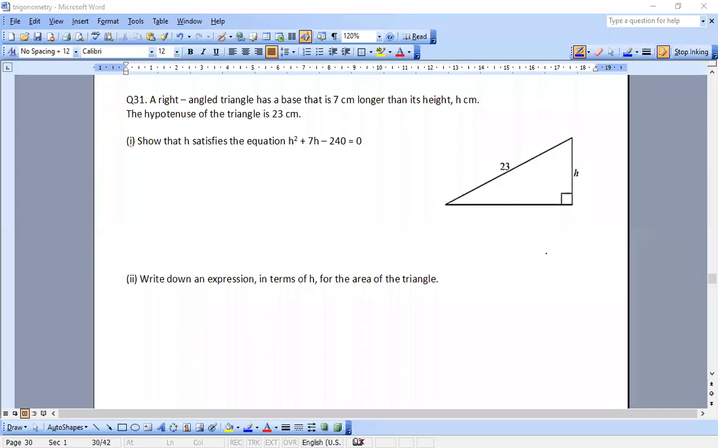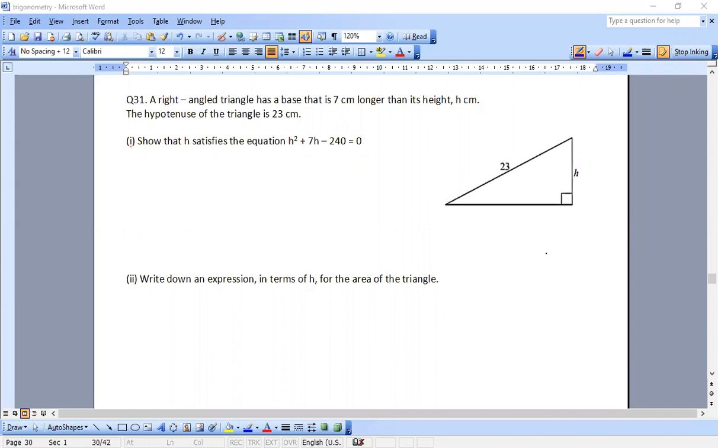A right angle triangle has a base that is 7 centimeter longer than its height, h centimeter. The hypotenuse of the triangle is 23 centimeter. Part 1: show that h satisfies the equation h square plus 7h minus 240 equals 0.